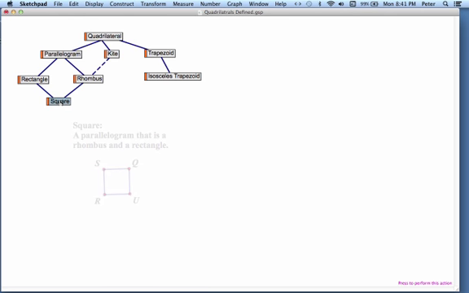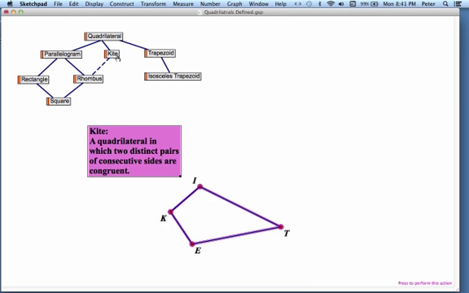Alright, now another type of quadrilateral that is not a parallelogram all the time is a kite. And a kite has a funny definition. It's a quadrilateral in which 2 distinct pairs of consecutive sides are congruent. So that means that side KI and KE are consecutive and they're congruent, but KI and IT are not congruent. But IT and TE are.